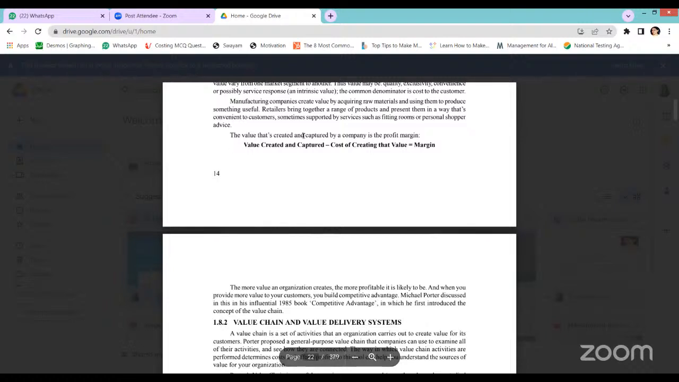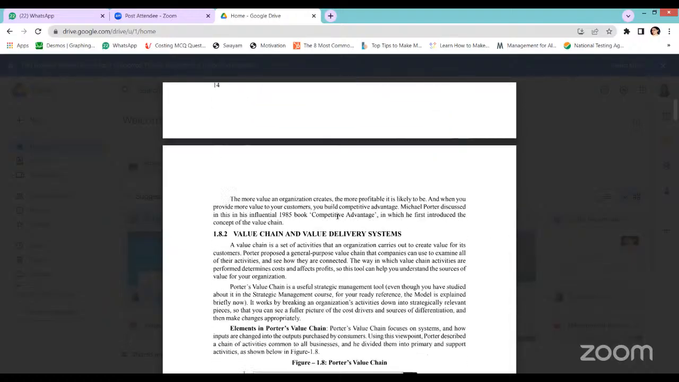So the value that is created and captured by the company is the profit margin, to the extent that they are able to capture the customer's value, and that itself brings profits to the organization. So this is important: value created and captured. How much quality you are providing, how much you are able to reach the customer requirements, to that extent you are creating value. And if you are able to meet the customer's requirements and satisfaction, then automatically that generates profits for the organization.